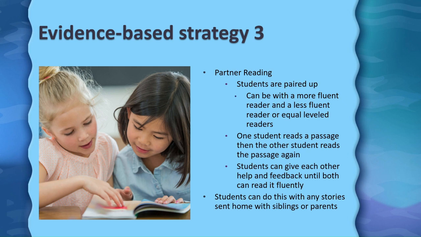So within it, one student reads a passage, and then the other student reads the passage again. So the equal-leveled readers can give each other feedback, and since they're at similar levels, if one's just a little bit behind, they can match each other. With the more fluent reader, they can read first, and then the less fluent reader can then model what that student has done. And obviously they give each other help and feedback until both of them can read it fluently.